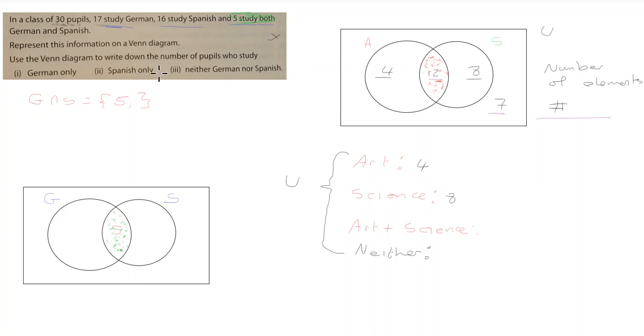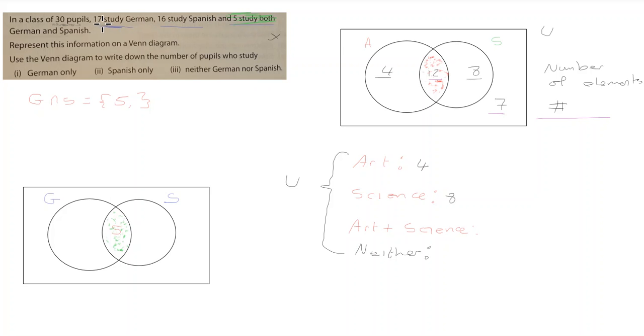Okay, so then when we think about this, if we want to use the Venn diagram to write down the number of pupils who study German only, Spanish only, and neither German nor Spanish, we have to think about this. If we want to find the number of students that do German only, we can see here that we have 17 students that do German. Now, some of those students could do German and study Spanish. But what we can do is take away this number here.